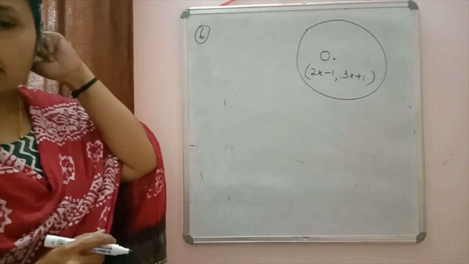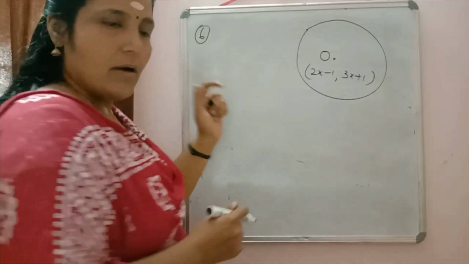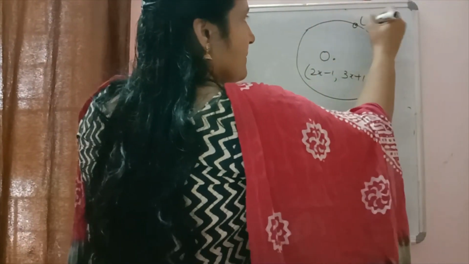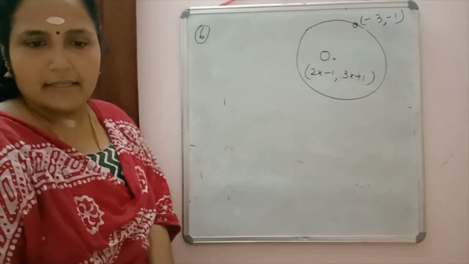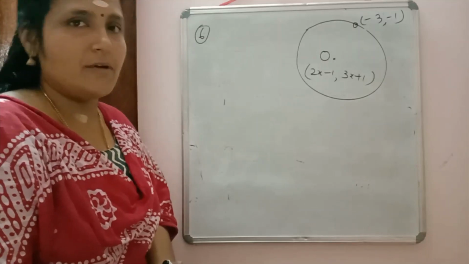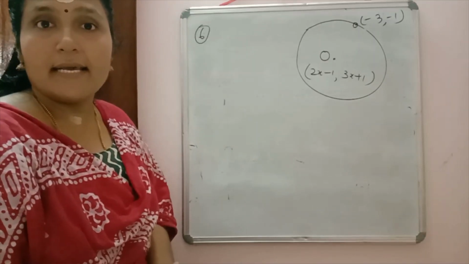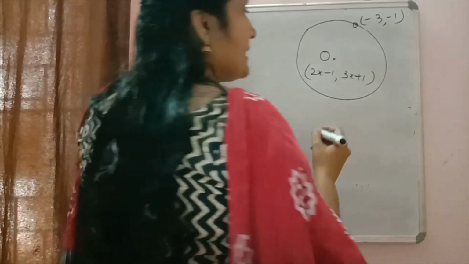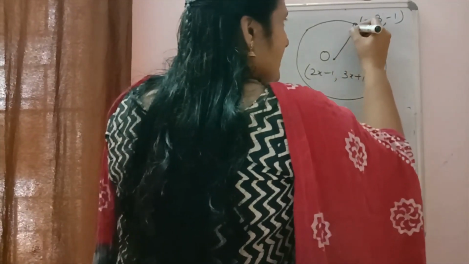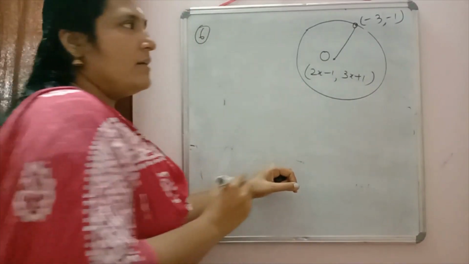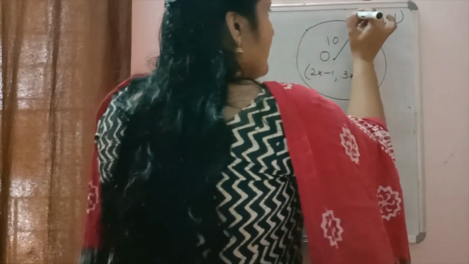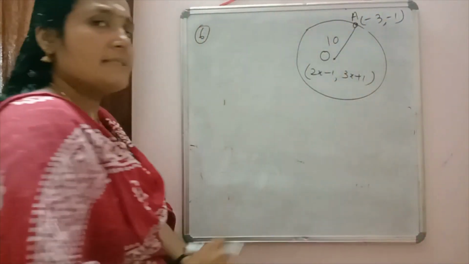If the circle passes through the point minus 3 comma minus 1, so somewhere on the circle we have the point minus 3 comma minus 1, and the length of the diameter is 20 units. Then what will be the radius? If the diameter is 20, the radius will be equal to 10, and this distance is given here as 10 units. We have already taken O, so this point I am taking as A.